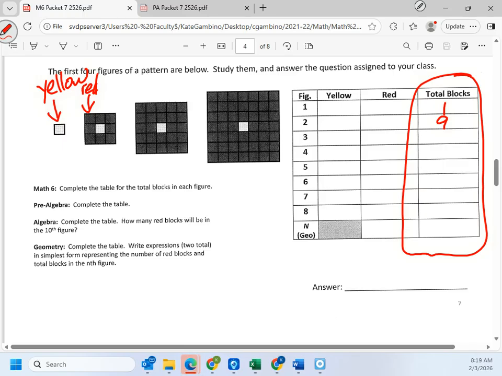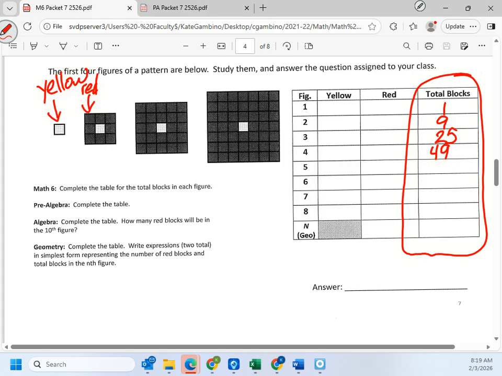In the third figure, how many blocks altogether with the red and the yellow? 25. In our fourth figure, how many blocks altogether are there? 49. So let's look at those 4 numbers.